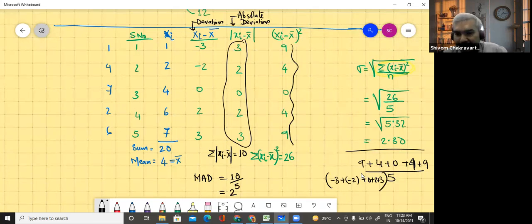You cannot cancel this 9 with this 3, or this 2 with that 2, because it is summation. These are different terms. Although notation-wise, when we write in terms of x, it looks like we have written something similar, and it seems some terms in the numerator and denominator will cancel, it is not so, because it is summation, not individual terms. So I hope a few of the things got clarified here.